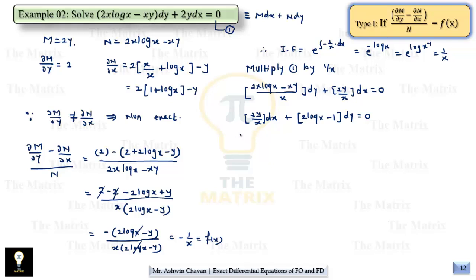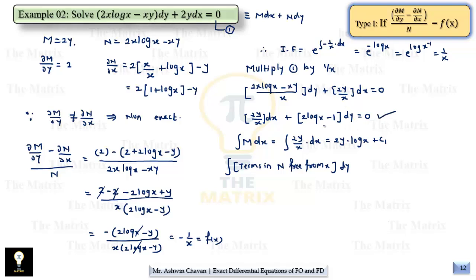Therefore, how do we solve this? We integrate M with respect to x. So the integration of 2y upon x dx: for x, 2y is constant and the integral of 1 upon x is log of x plus c1. Now the second part is the terms in N which are free from x, integrated with respect to y. In this there is only one term free from x, which is minus 1, so the integral of minus 1 dy is minus y plus c2.